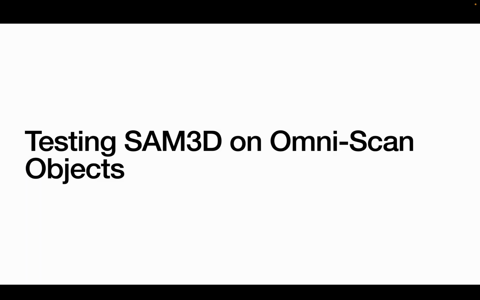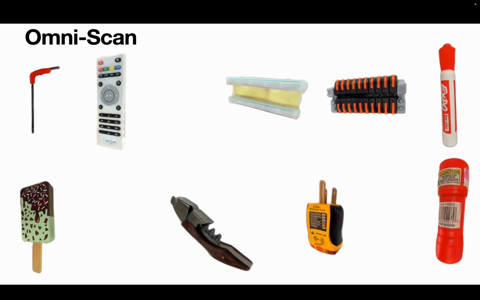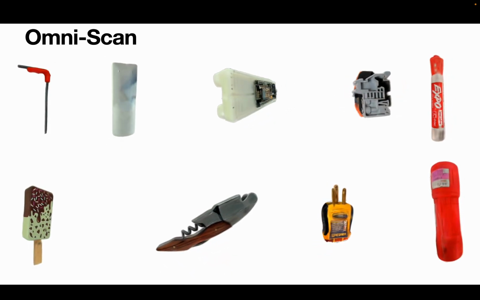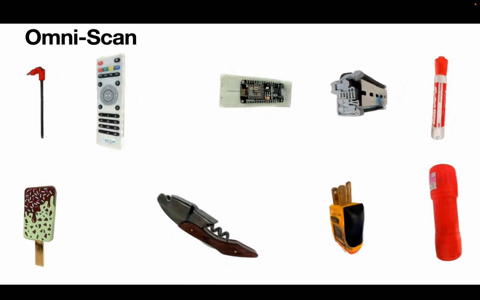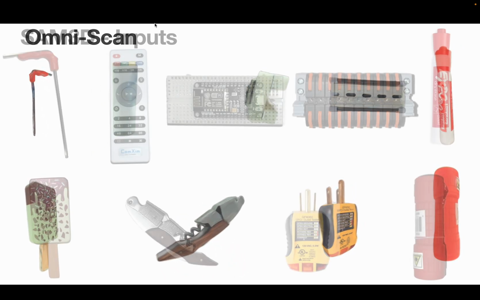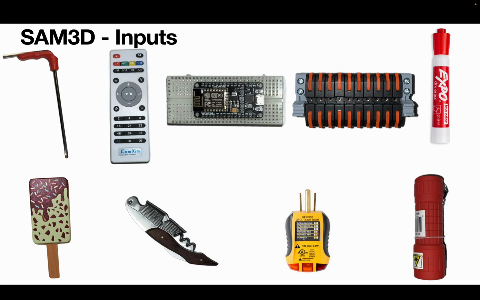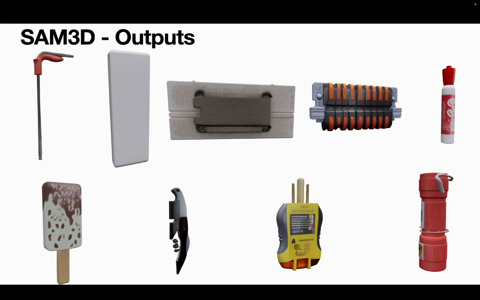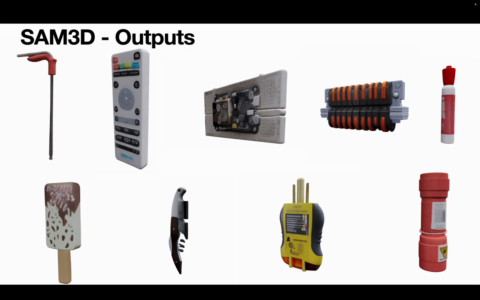Another thing I also tried was testing SAM3D on the OmniScan objects. If you remember from OmniScan, we generated a bunch of Gaussian splats of a lot of different objects. A lot of them were very unique and interesting geometries. And so now the question is, okay, how can SAM3D do with these objects? So I passed in these as images into SAM3D, and here are the results. These are the textured meshes. As you can see, they're pretty good, or they're at least very interesting.